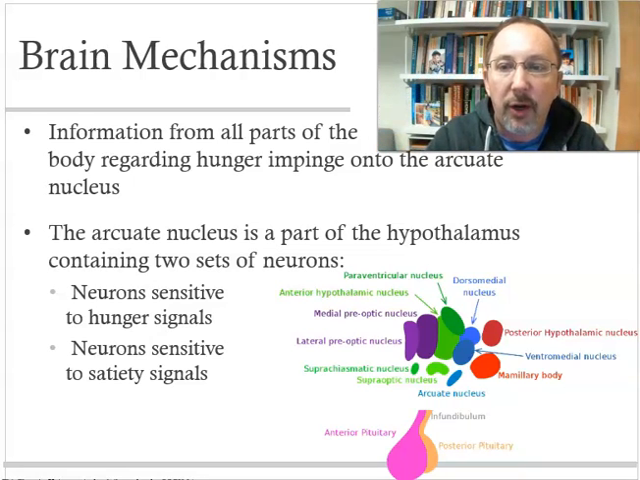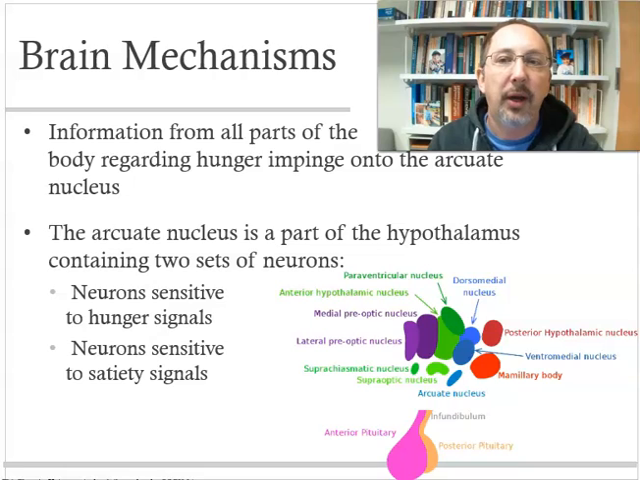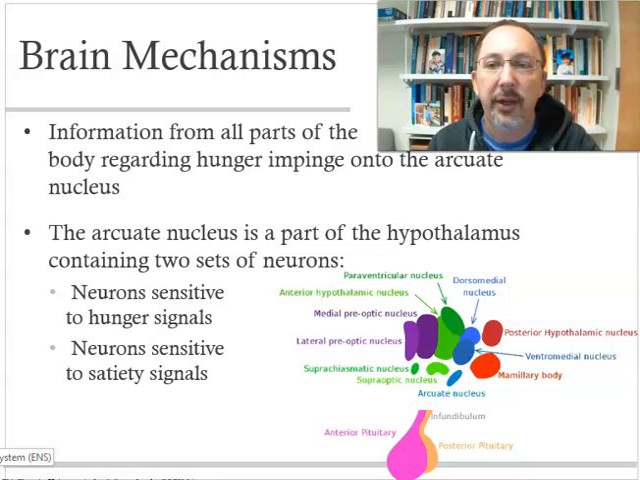We also have our arcuate nucleus, which is part of the hypothalamus and contains two sets of neurons that signal hunger and are sensitive to satiety. So basically allowing us to understand. The paraventricular nucleus releases melanocortin, which limits food intake, and deficiencies of this lead to overeating.